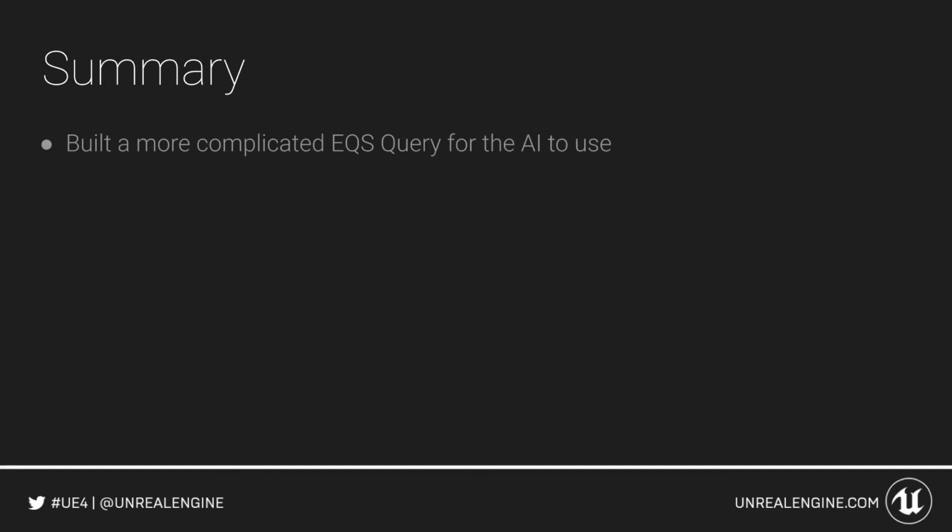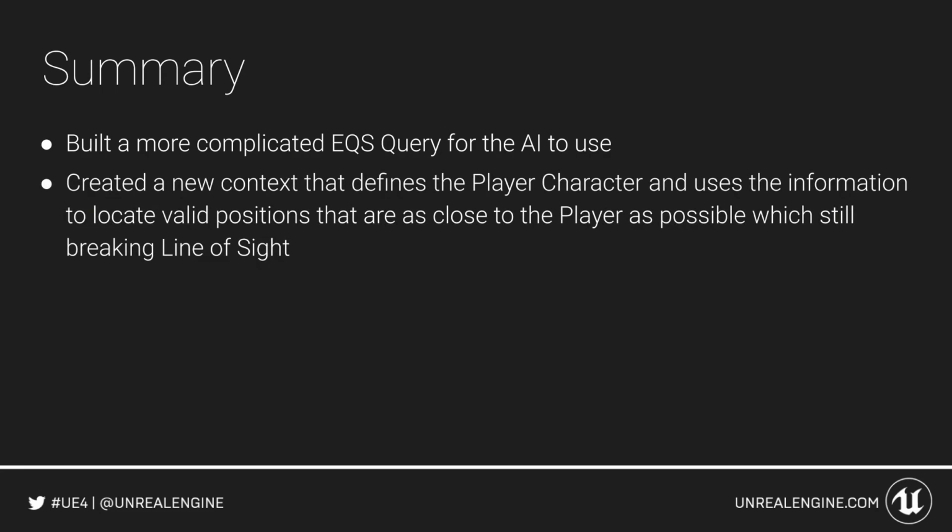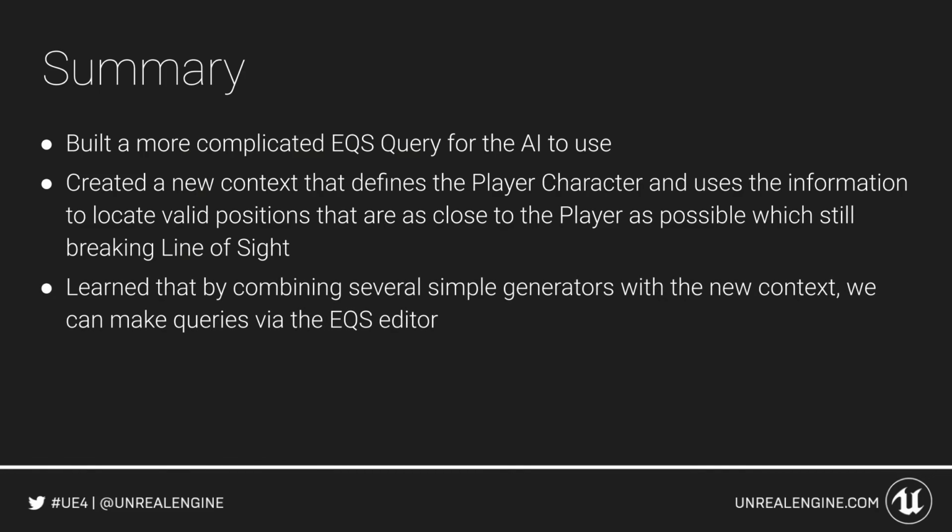In this video, we built a more complicated EQS query for the AI to use. We created a new context that defined the player character and used that information, combined with some other techniques, to locate valid positions that are as close to the player as possible while still breaking line of sight. We learned that by combining several simple generators with a new context, we can quickly make surprisingly complex queries via the EQS editor.